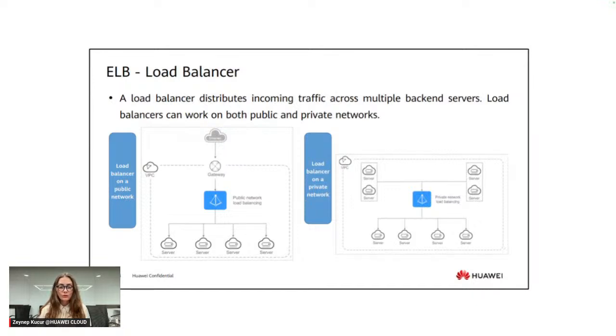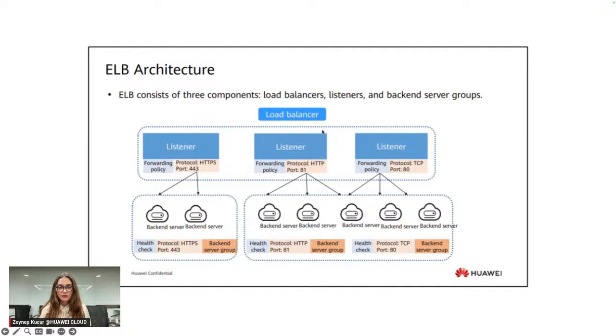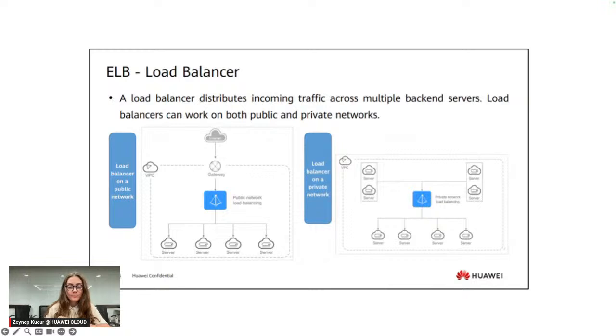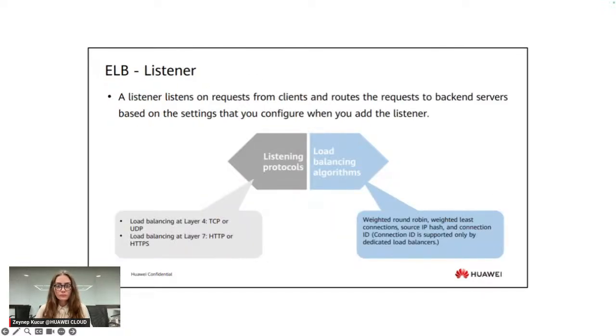So let's talk about each of these components one by one. First, we will start with load balancer, then we will continue with listener, then with backend server. A load balancer is a network service. It distributes incoming traffic across multiple backend servers, like I mentioned. Load balancers can work both in public and private clouds. We can enable public access to the internet with a gateway, like we see here. And as I mentioned, a listener listens for requests from clients and forwards these requests to the backend servers based on the way you have configured the settings.